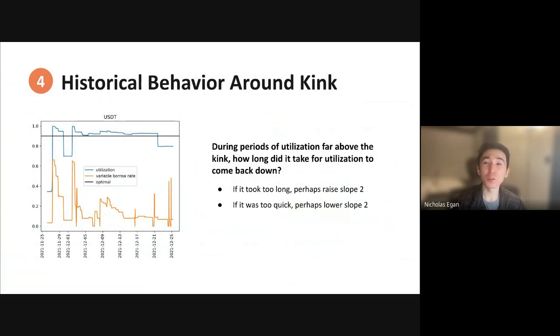All right, the fourth heuristic is to study the historical behavior around the kink. During periods of high utilization far above the kink, we want to measure how long it took for utilization to come back down. If it took too long, perhaps we could raise slope 2 in order to incentivize users to bring utilization back down to safer levels faster. If it was too quick, perhaps we could lower slope 2 in order to minimize big swings to borrower interest rate that worsen user experience.